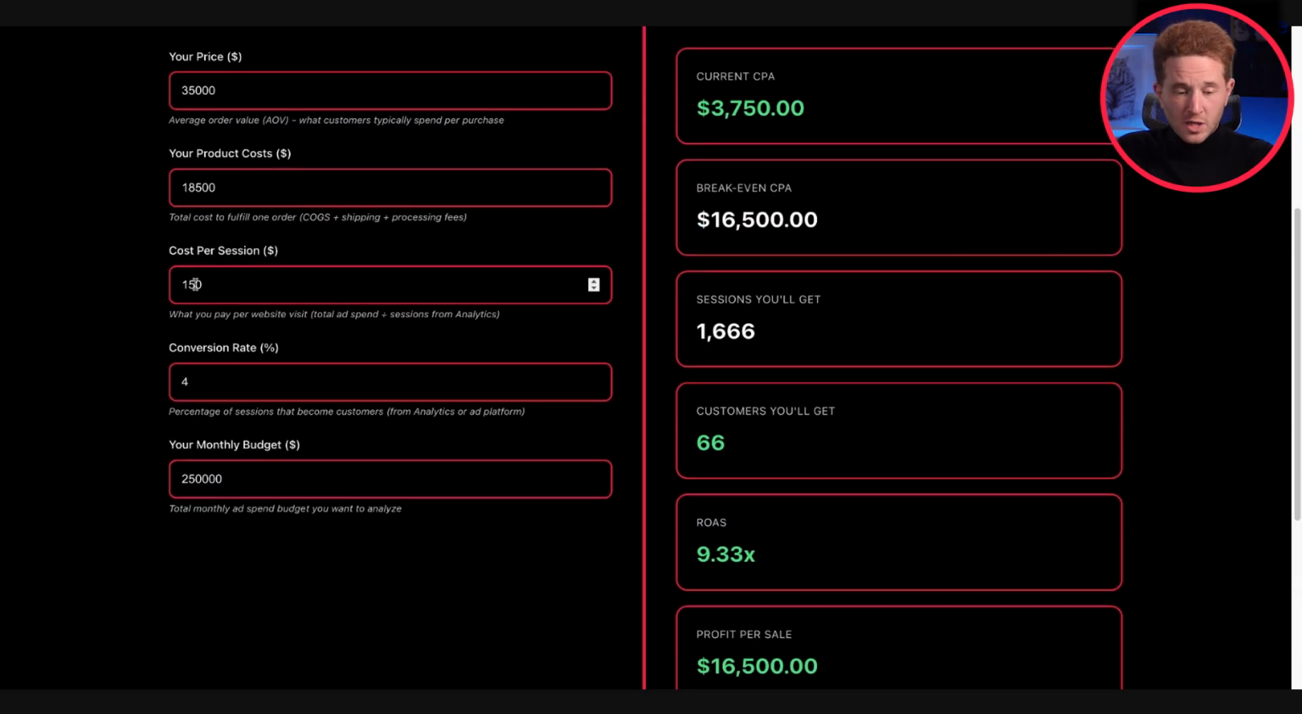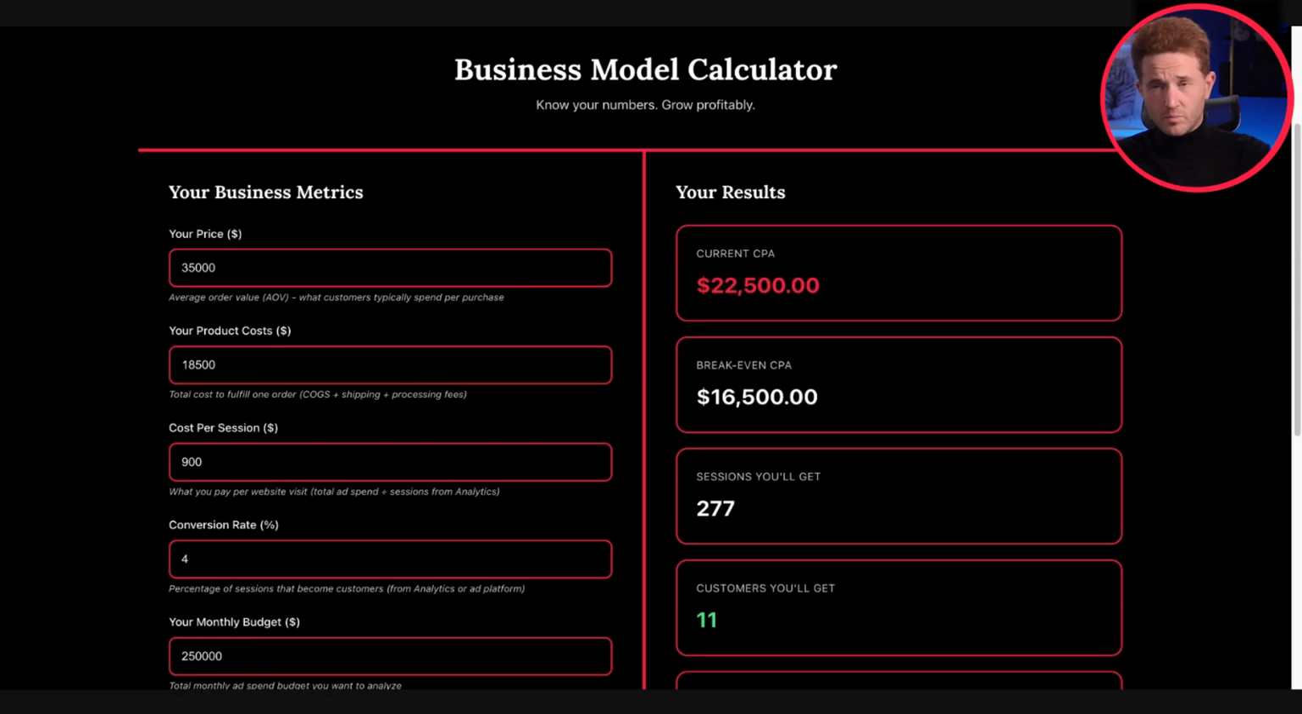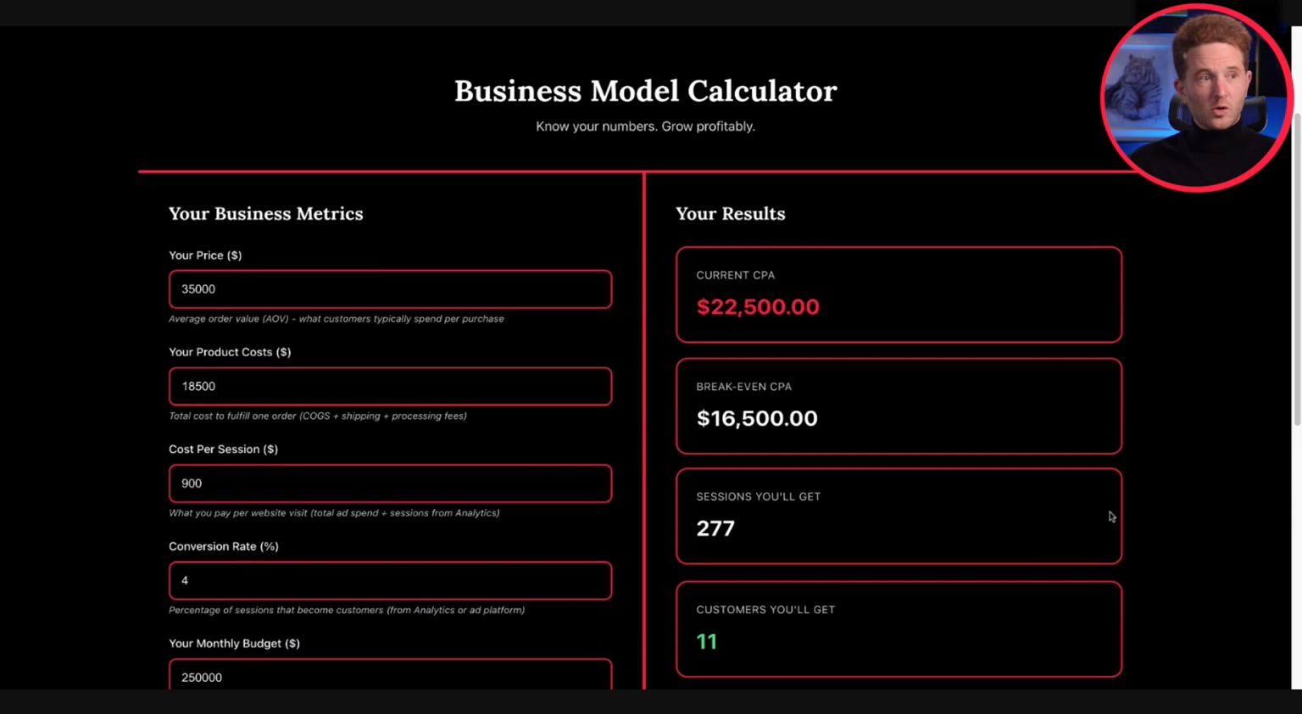But now let's say my cost per session skyrocketed to $500. My ROAS goes to 2.8. In the legal world, we see many instances where CPCs or cost per sessions are well over $1,000. So you'll have a $22,500 actual CPA, but your break-even CPA is $16,500, which means you're losing money on every single client you bring in of those 11 clients, of those 277 sessions.